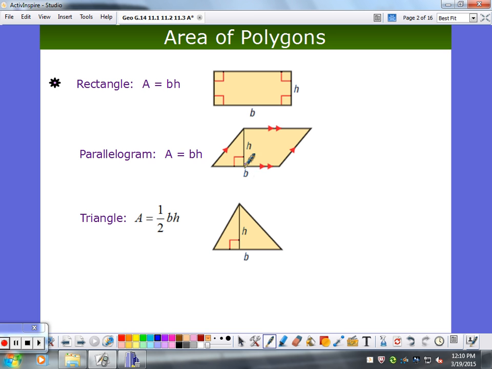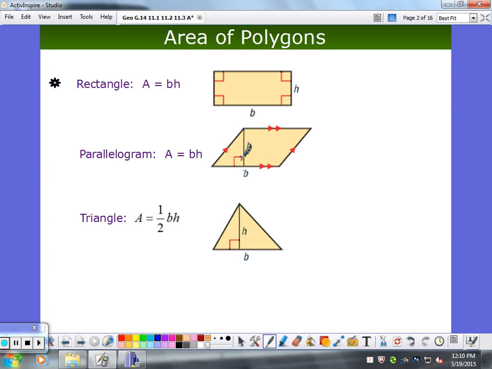That shouldn't be new. Parallelogram, maybe you know this, maybe you don't. It's also base times height. But remember what height is. Height and altitude are the same thing. It's when you draw a 90-degree, or perpendicular, to a side. So it's like you stand here and drop a penny, it goes straight up and down.